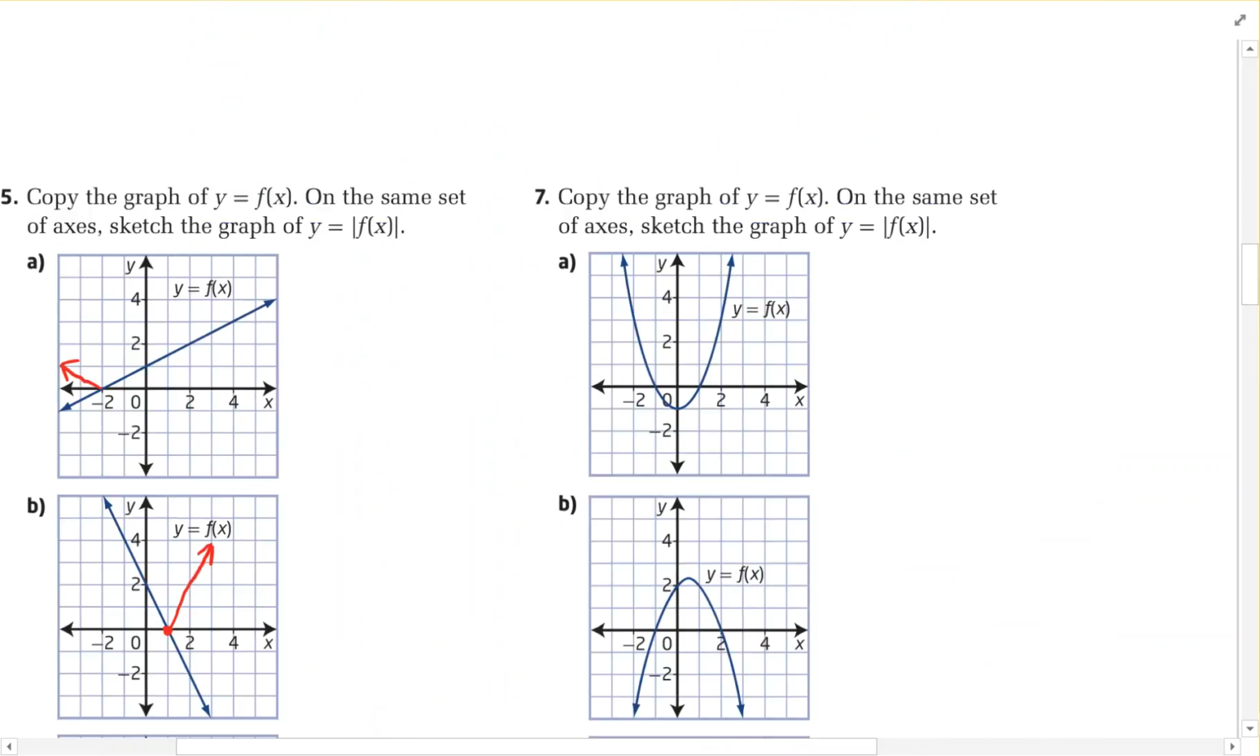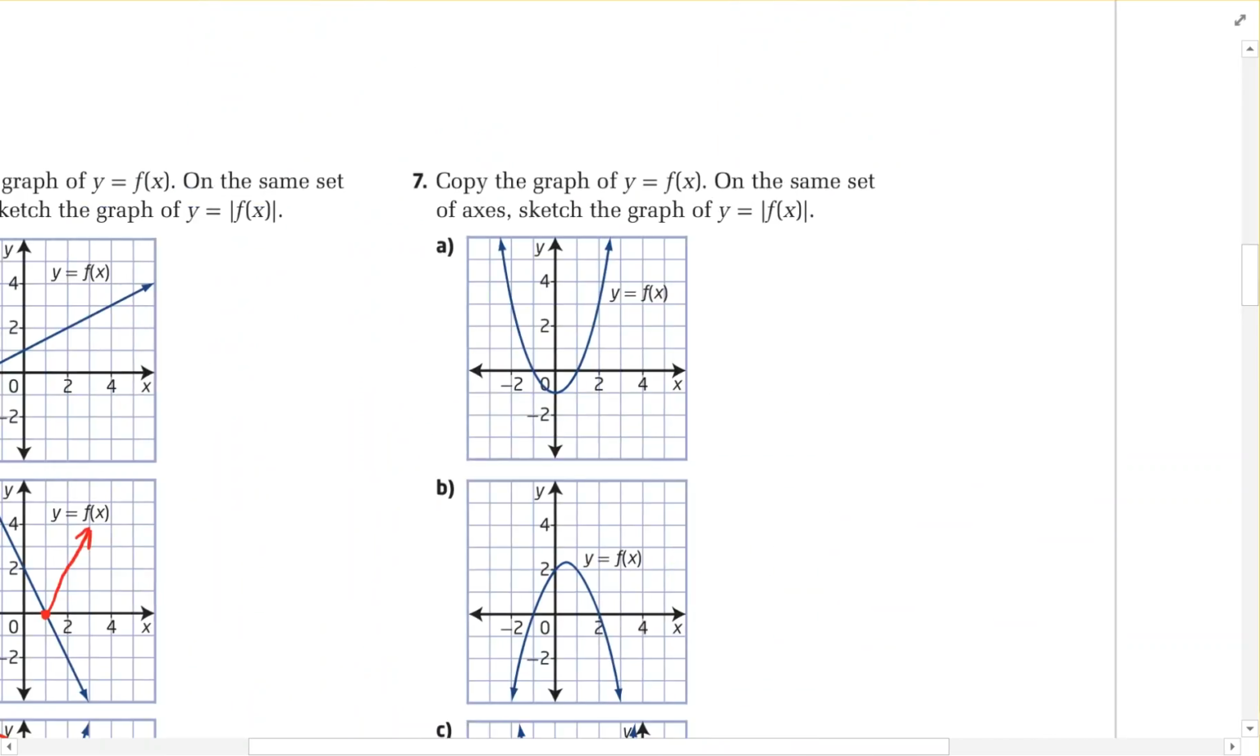So let's look at 7 though. These ones, anything that's below the x-axis just needs to be reflected above the x-axis. So this would look like that.